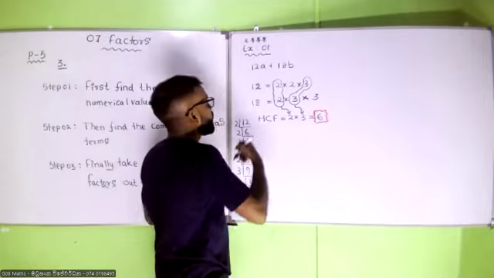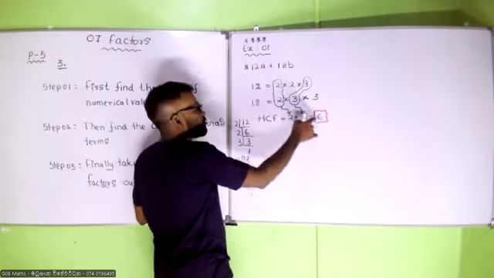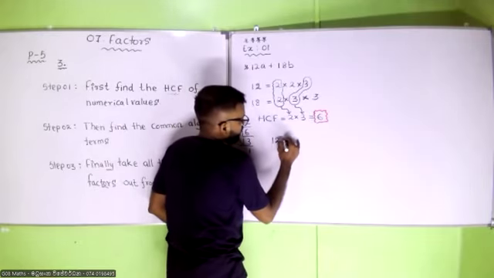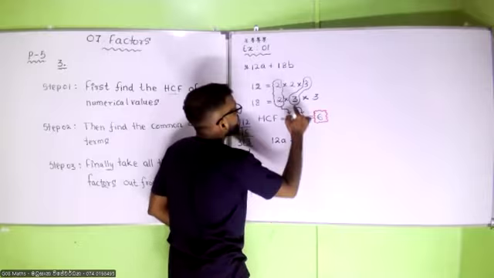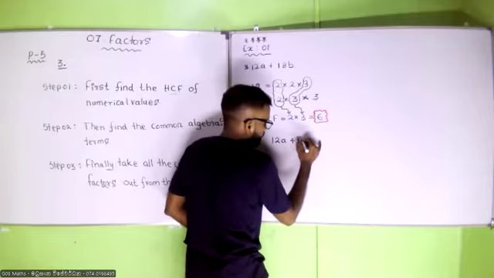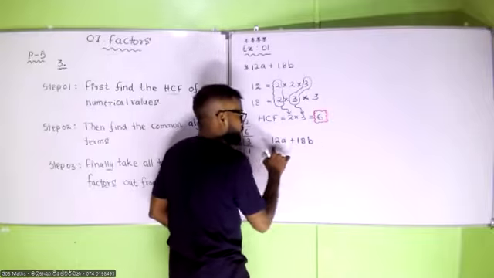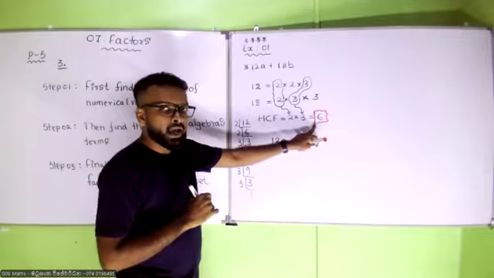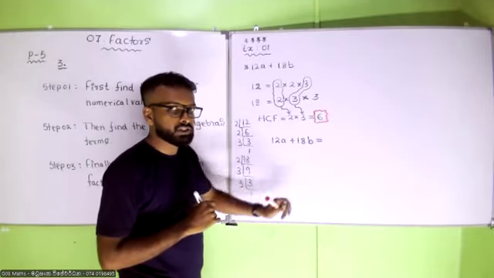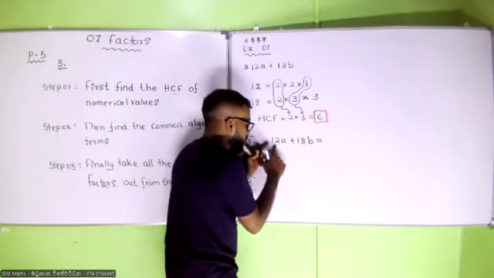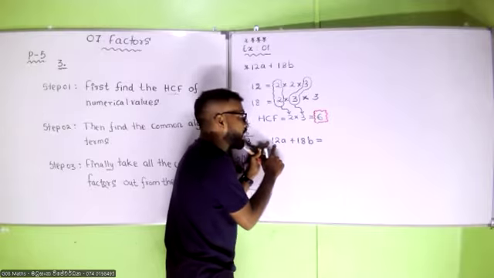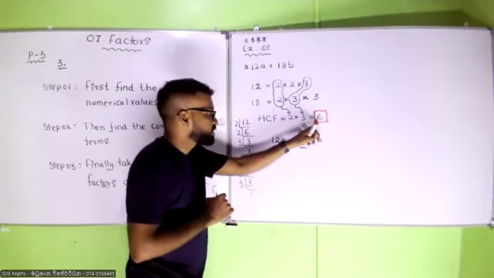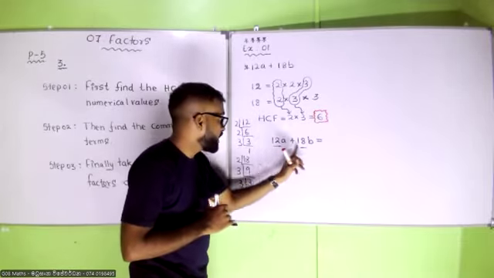So now I am going to rewrite this expression by using 6. Look at the book. 12a plus 18b. I can write this expression as a multiple of 6, commonly. So here you have 12. The highest common factor is 6 for this 12 and 18.